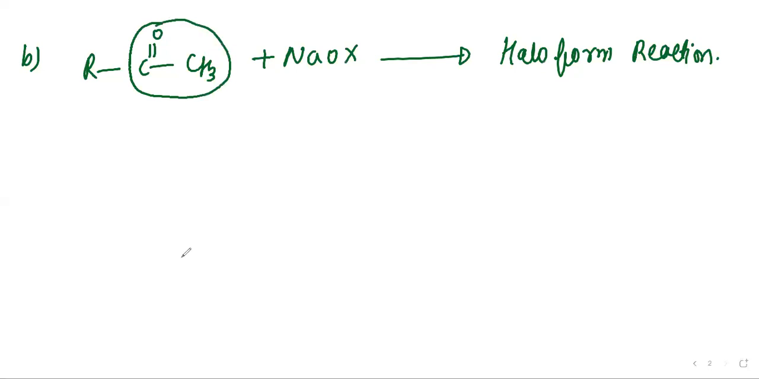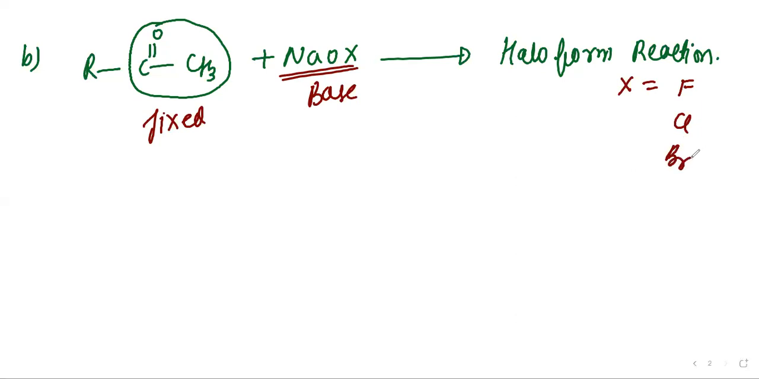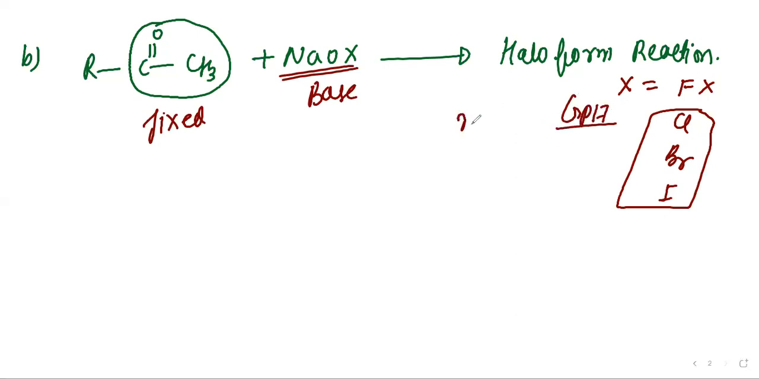This group, which I have circled, should be fixed, and here we use a base. This X can be fluorine, chlorine, bromine, iodine. But we can't use fluorine here because it is very explosive. We use only these three: chlorine, bromine, and iodine. They come in group 17, which means the last orbit contains a total of 7 electrons.